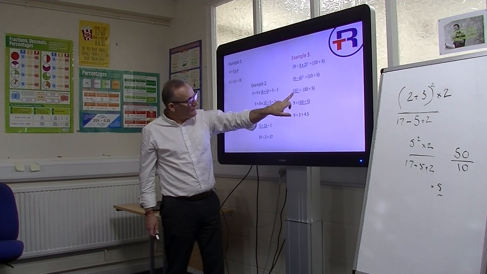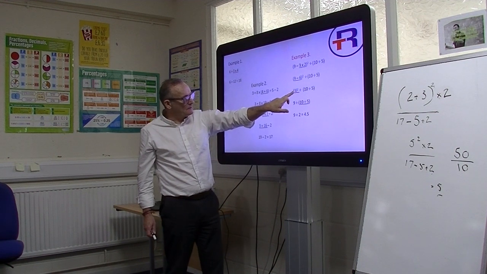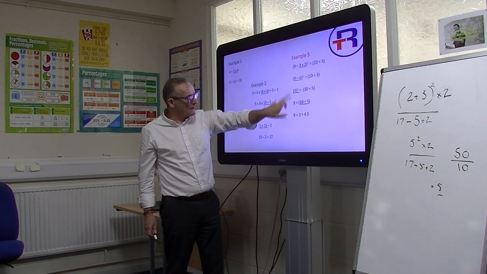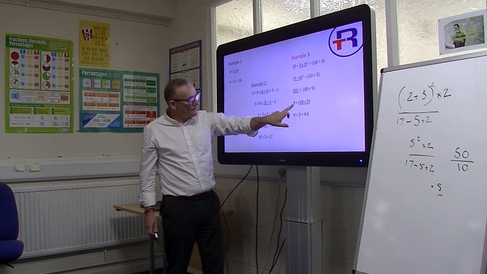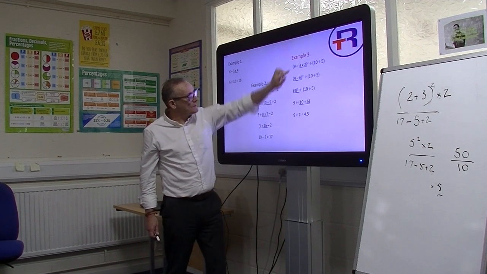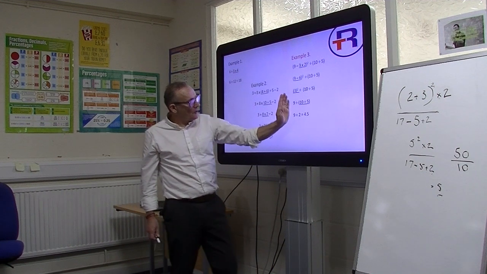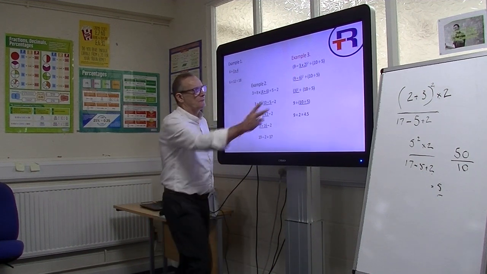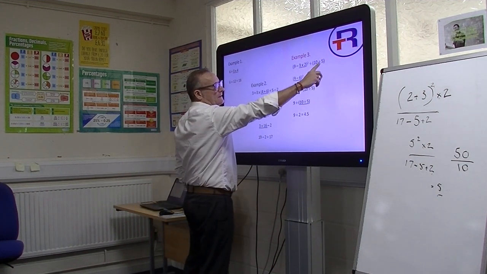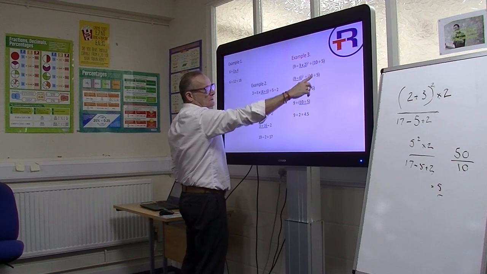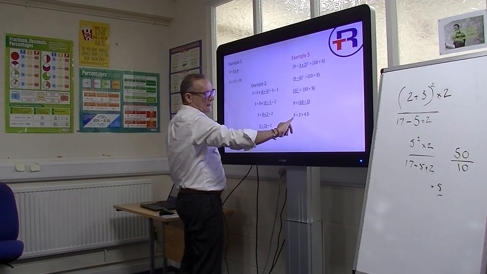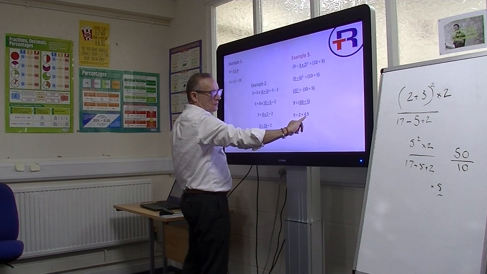So now we can use the indices against the bracket. 3 times 3 is 9. We've got down to one number. So that side of the sum now is down to one number, which is the number 9. On the other side of the sum, there's only one sum and it's in a bracket. 10 divided by 5, which is 2. So as we come down here, we've got 9 divided by 2, which equals 4.5.